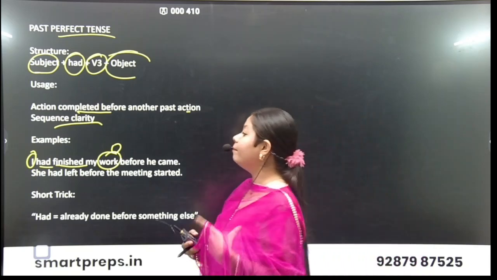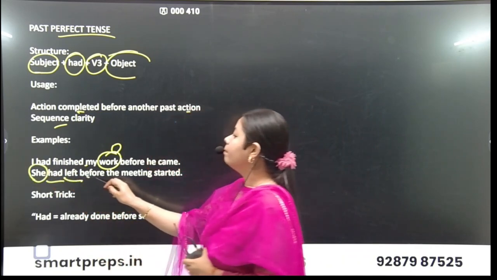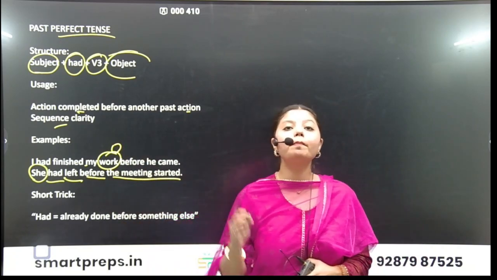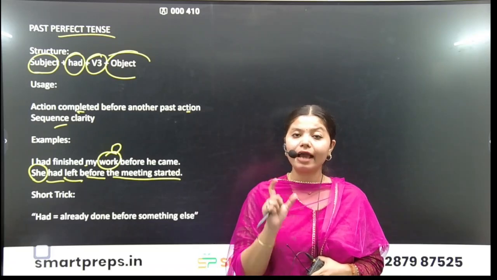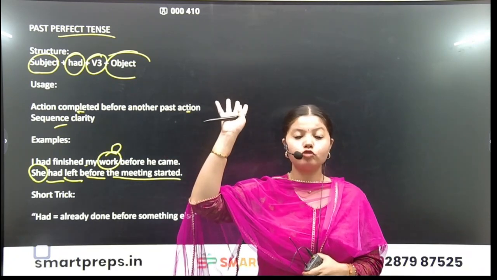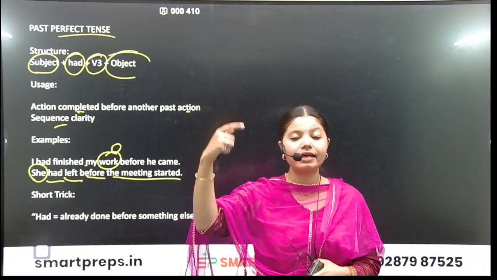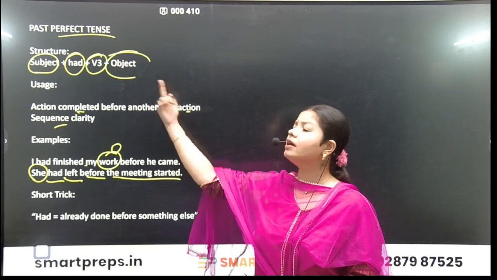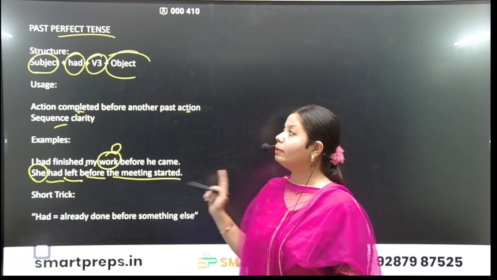Okay. Next example is she had left. She had left before the meeting started. The action that she left took place even before the meeting started. So the meeting started action is the past action. Even before that past action, that person left. So whenever we talk about such actions in sequence that have taken place in the past, that will be what? That will be past perfect tense. And whenever in the sentence had is used and the verb is in the past tense, then those sentences will be what? Past perfect tense.